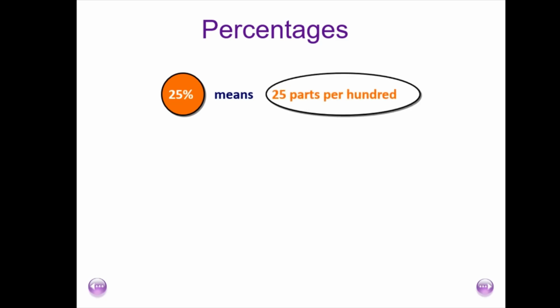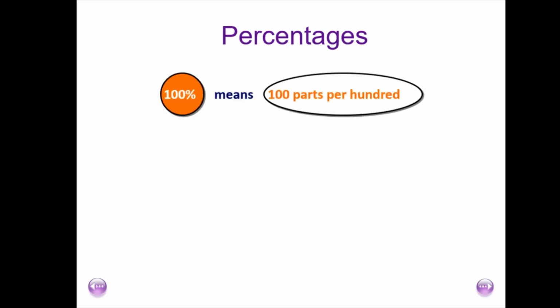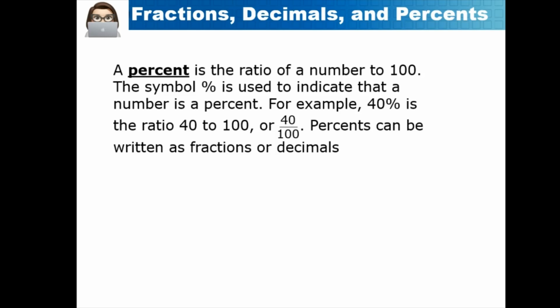Another one. 25% means 25 parts per 100, or 25 over 100. And that is 1/4 in fraction, or 0.25 in decimal. 100% means 100 parts per 100, or 100 over 100 in fraction, or 1. Okay, so what is percent?